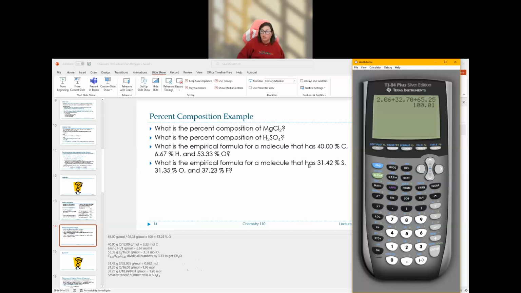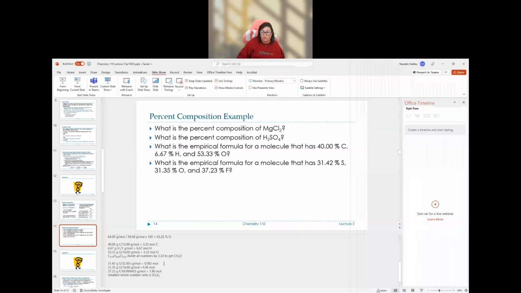What is the empirical formula for a molecule that has 31.42% sulfur, 31.35% oxygen, and 37.23% fluorine? 31.42 grams of sulfur divided by 32.065 grams per mole gives me 0.982 moles of sulfur. I can do a similar calculation for oxygen to get 1.96 moles of O, and one for fluorine to get 1.96 moles of F.